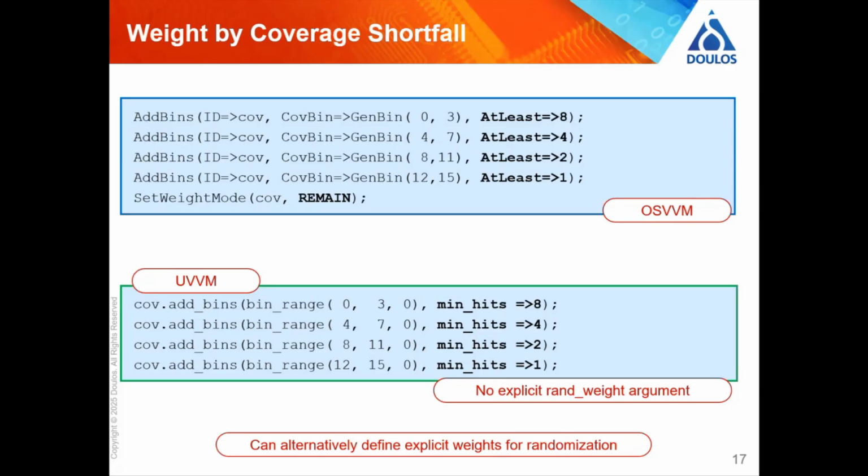Alternatively, I could define explicit weights for randomization. So rather than letting it work it out for itself, I could say I want to bias the generation of the random numbers in this direction by giving weights. My personal feeling is if you're going to do that, you might as well use the randomization that isn't linked to the cover point, because it's not really linked in quite the same way once you've done that. So this is a more common way of working, I think.